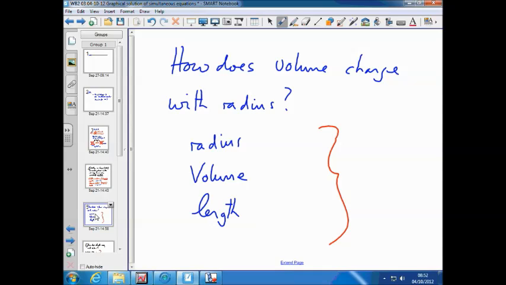So the same formula. How does the volume change with the radius? There are 3 variables. How does the volume change with the radius? So which is going to be the independent variable that goes on the x-axis, if we're interested in how the volume changes with the radius? The radius. So that will go on the x-axis. Volume on the y-axis, and length will stay the same, will be a constant.